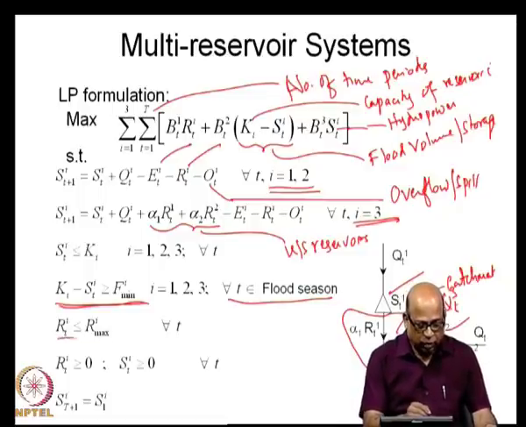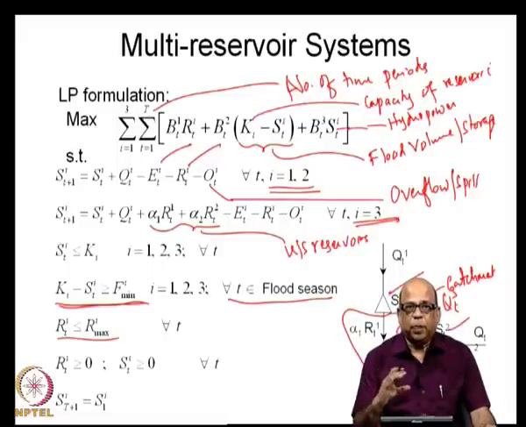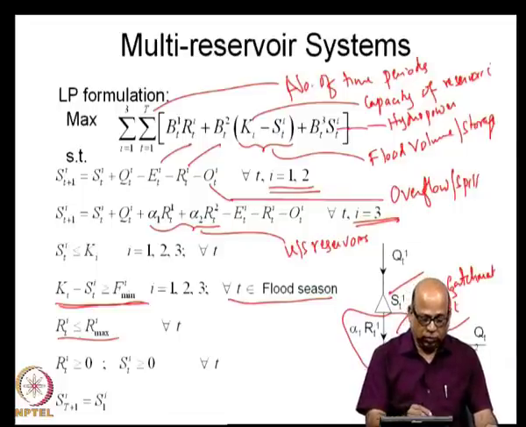And this is the condition that we specify, which restricts the release that you make. It will be limited to the maximum capacity of the canal itself or the river itself. So, this is a maximum release constraint, and all other constraints are similar to what we have done earlier.